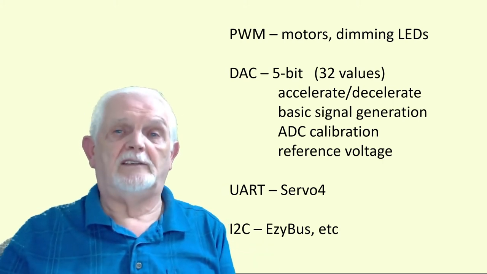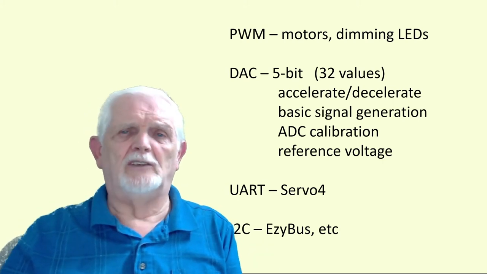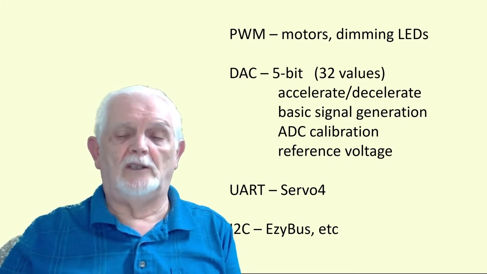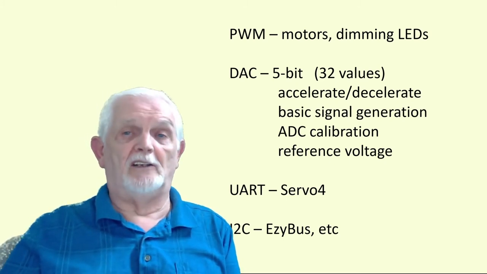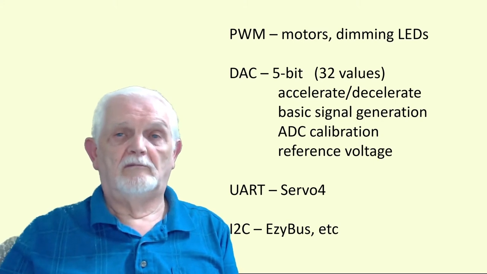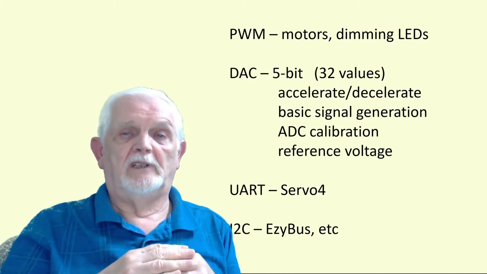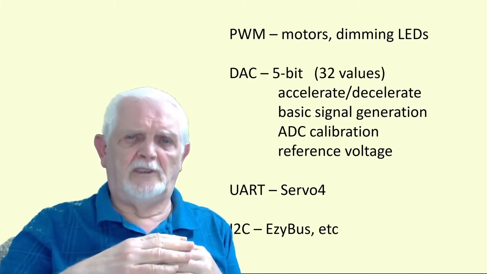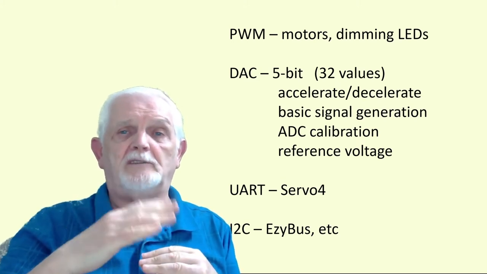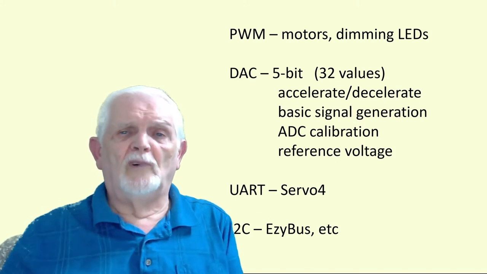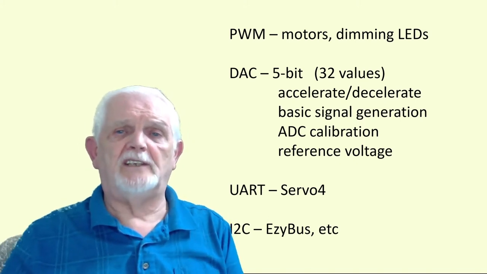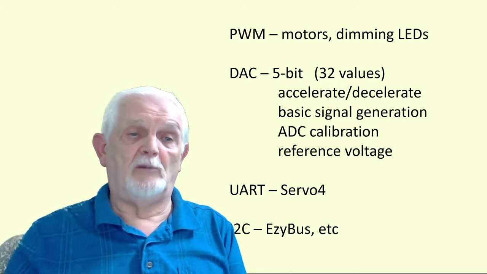It's got a DAC. Not very good. It's only what they call a 5-bit DAC. It can only put out 32 different DC values. So it'll go between nothing and 5, but in 32 steps just. So you could use it for acceleration and deceleration. It's most commonly used for basic signal generation or ADC calibration.